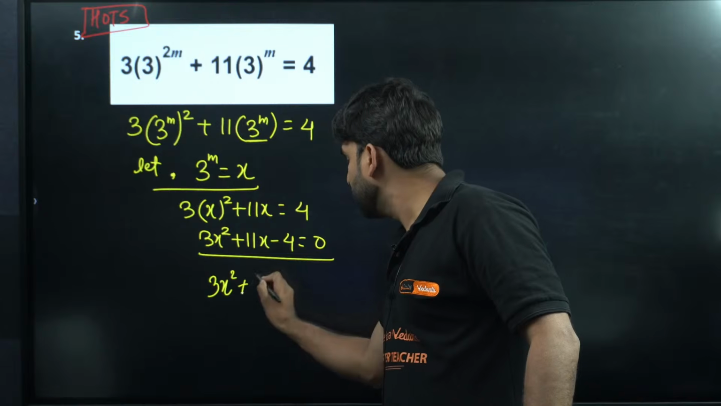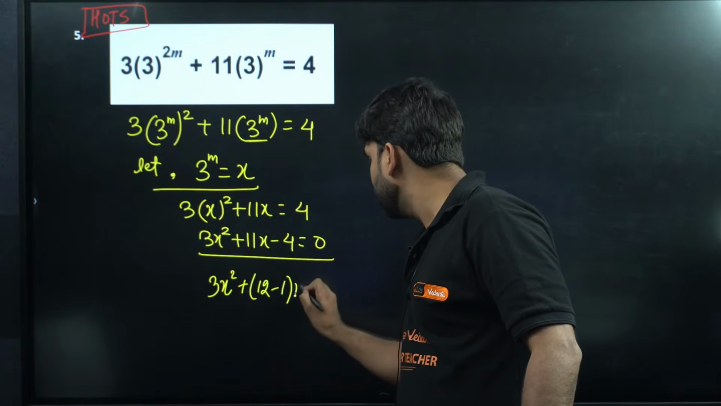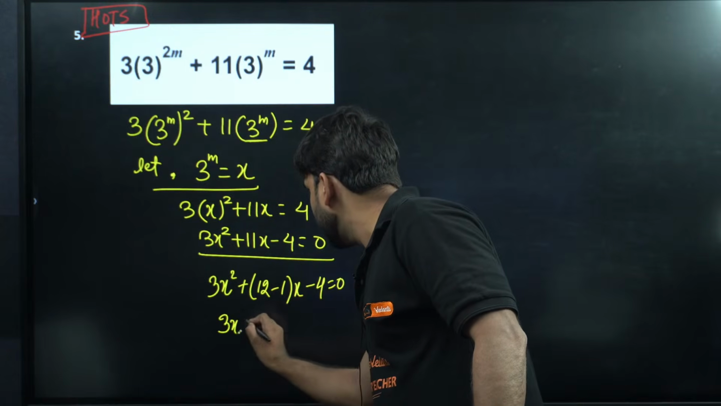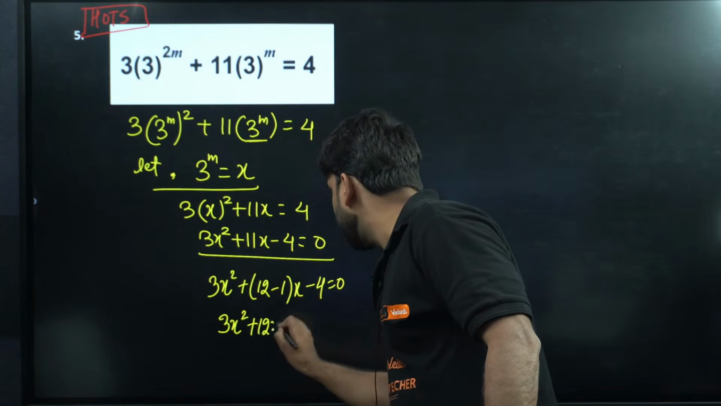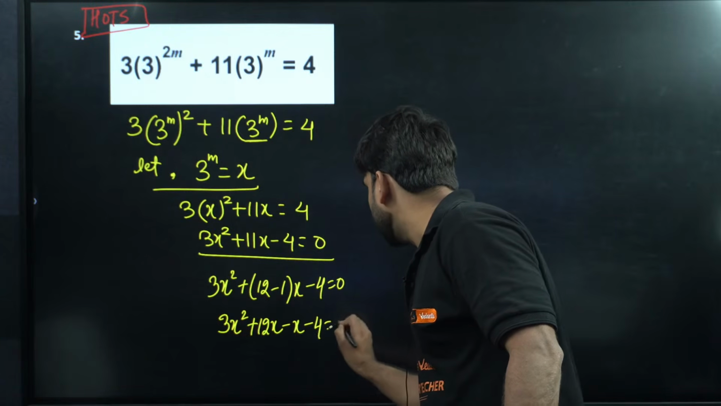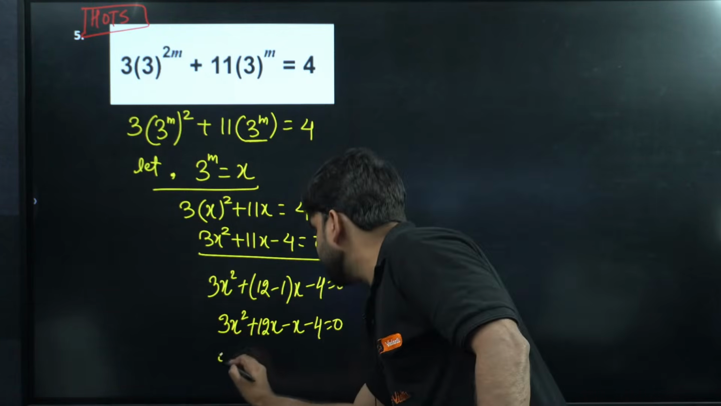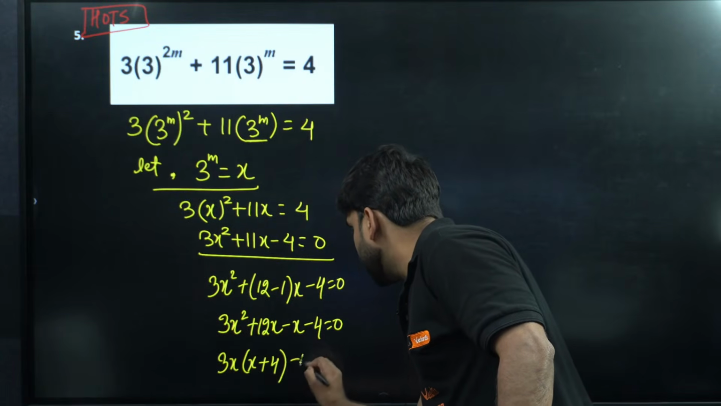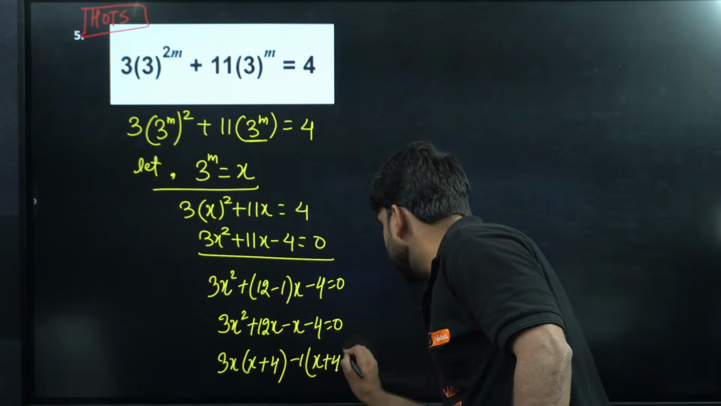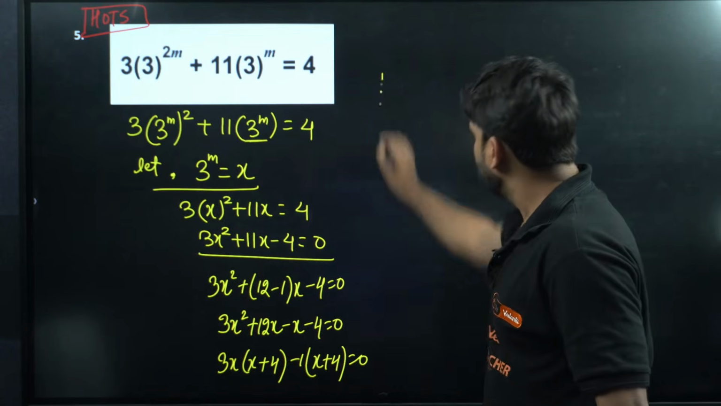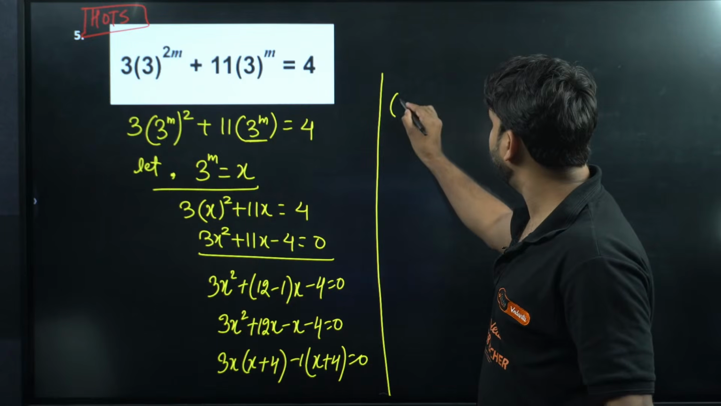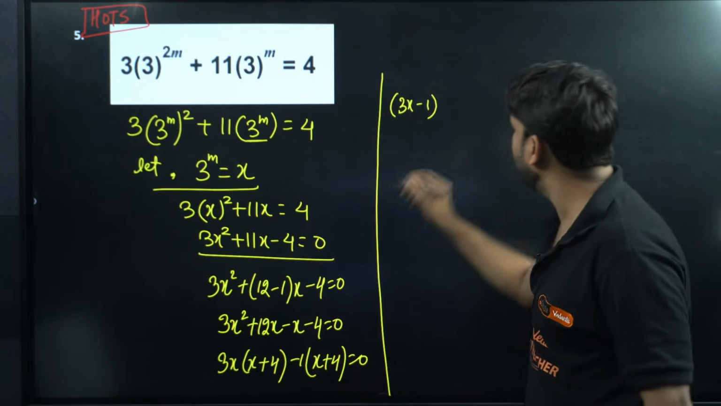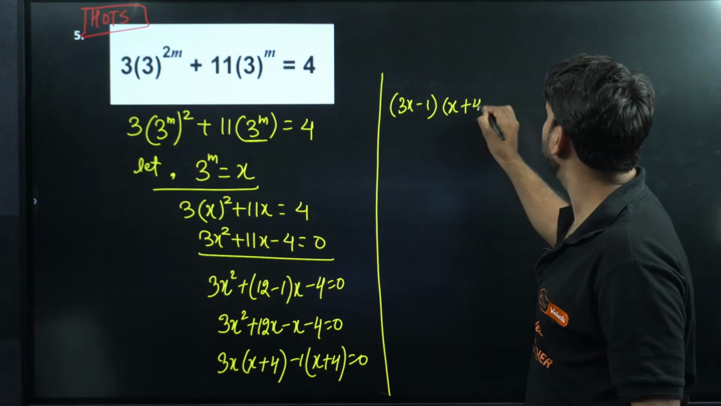3x square plus 11x can be written as 12x minus x, minus 4 is equal to 0. Let's solve this. So this will be 3x square plus 12x minus x minus 4 is equal to 0. Can we take common 3x? So we take common 3x, so this will be x plus 4. Here we can take common minus 1, so this will be x plus 4 is equal to 0. Now solve this. We have the first bracket 3x minus 1, and one more bracket here, x plus 4, is equal to 0.